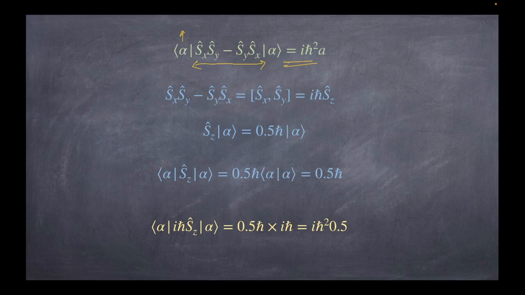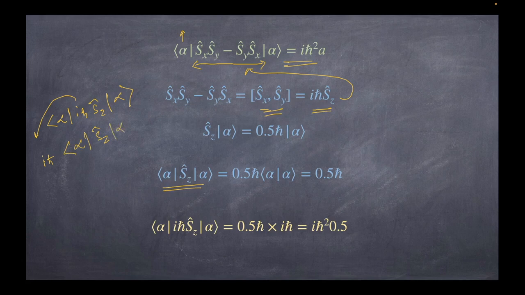So we have seen in the previous slide that any relation like AB minus BA, or SxSy minus SySx, will be the commutation relation of Sx and Sy, right? So the commutation relation of Sx and Sy will be just i h bar times Sz, as we have seen in the previous slide. So let's put i h bar Sz here, so it is alpha, i h bar Sz operator, alpha. Now i is constant and h bar is constant, so we can write it as i h bar times alpha Sz operator alpha.